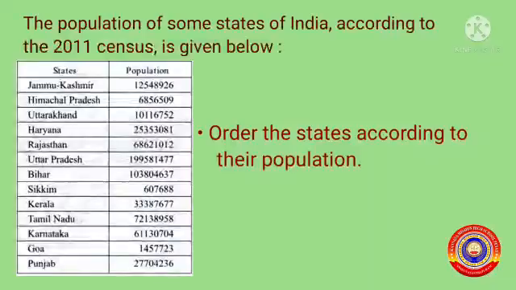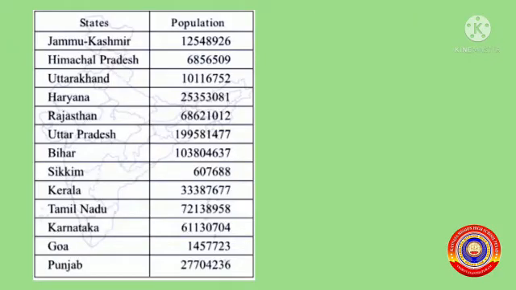Let's continue this chapter, Numbers, with an activity from the textbook. The population of some states of India according to the 2011 census is given below. Order the states according to their population. Here, we are going to order these states according to their population in descending order.